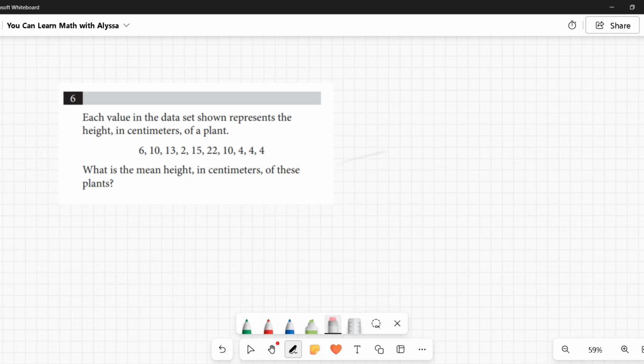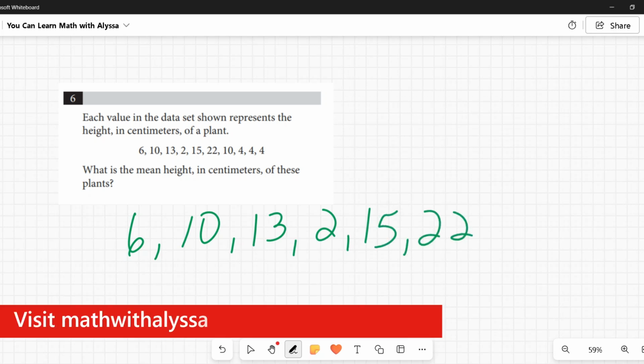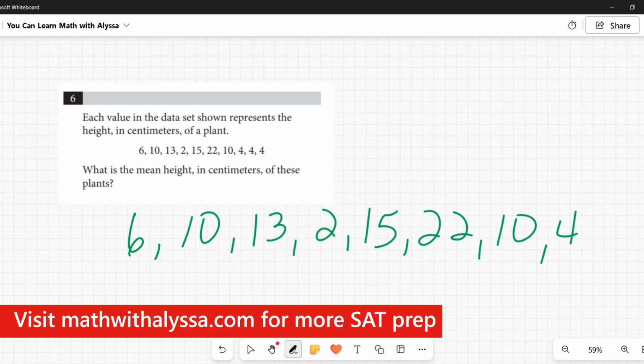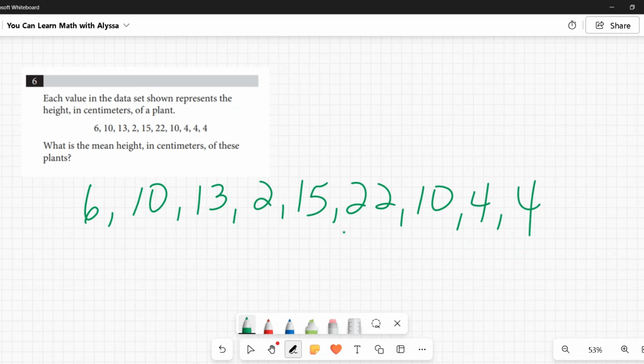So here we're going to look at this data set, and I'm going to rewrite them down here. 22, 10, 4, 4, running off the page as I always do, because I always write too big, and 4. 3 very wildly written different 4s. So I need to add all of these up, and I need to divide by the number of numbers in the data set.